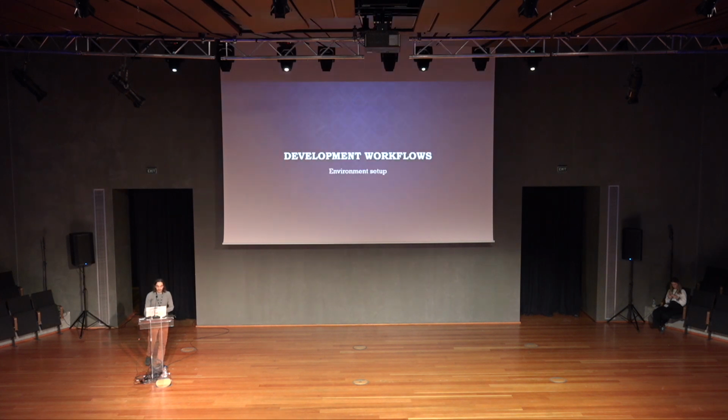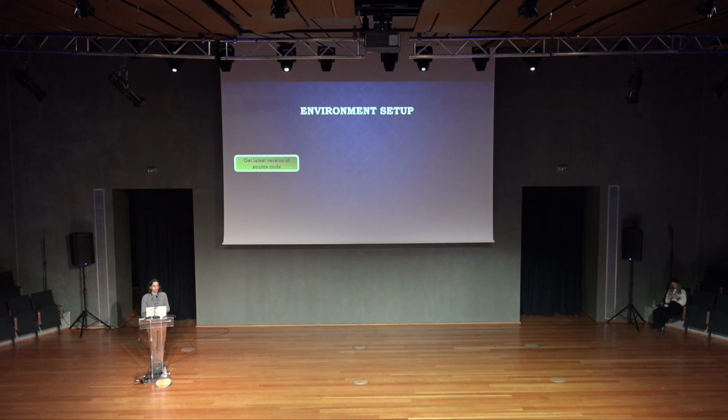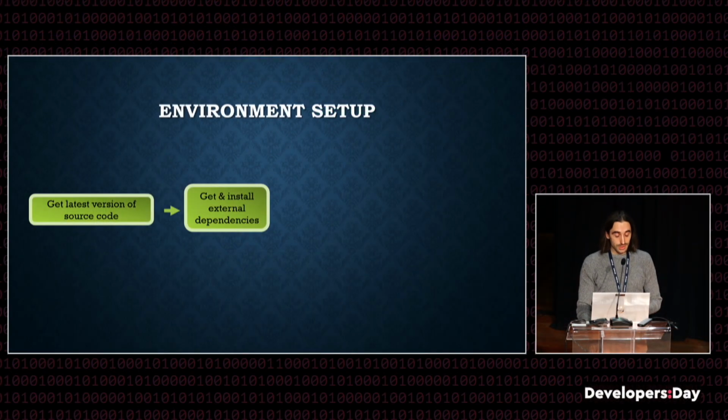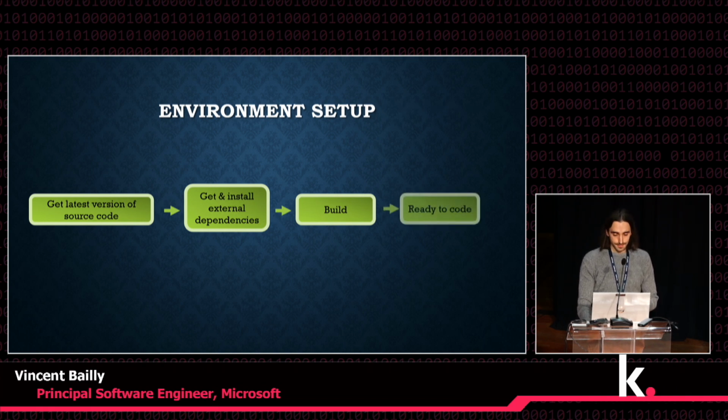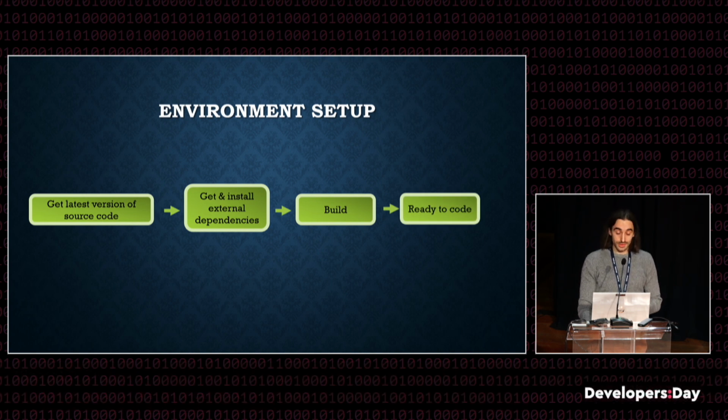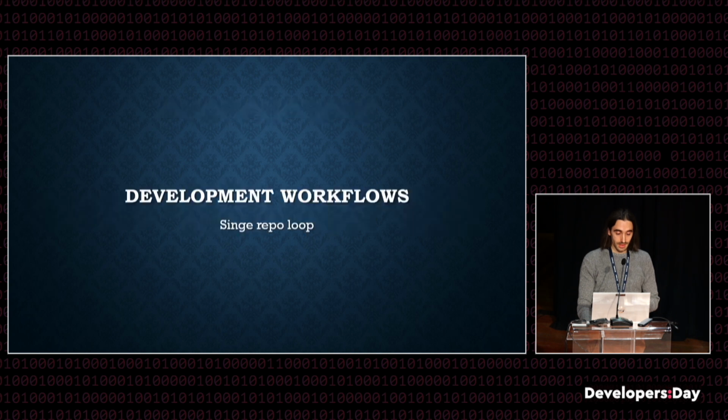Okay, so now we'll go into how the workflows look. The first workflow is to set up. When I start working, the first thing I need to do is to get the latest source code. Then I need to install all the dependencies of that source code, and that could be global dependencies like Node.js, or small packages that are hosted on GitHub, for instance. Then we need to build. Build, we talked about it earlier. This is converting the TypeScript code to JavaScript. And then at that point, we are ready to code and to test what we are doing.